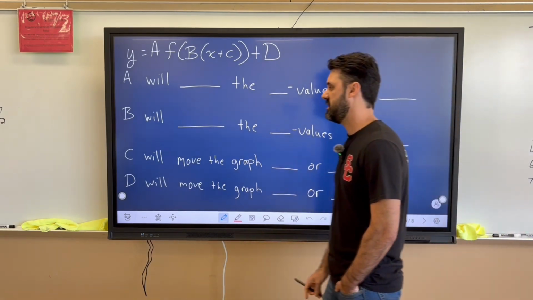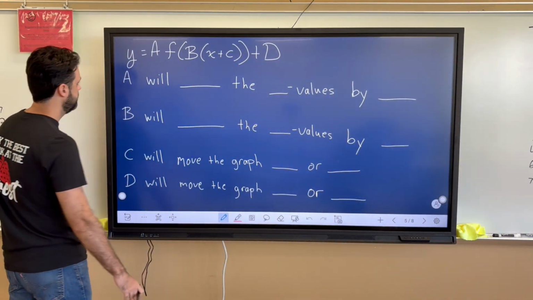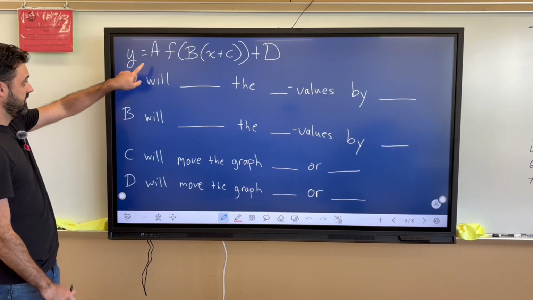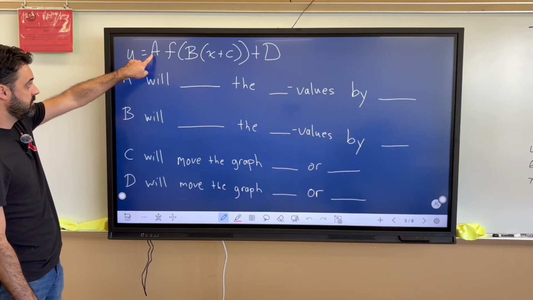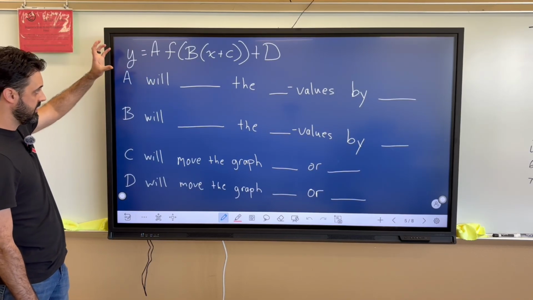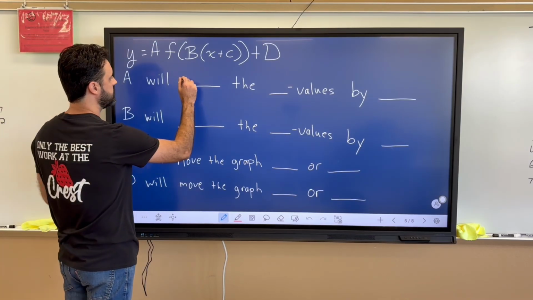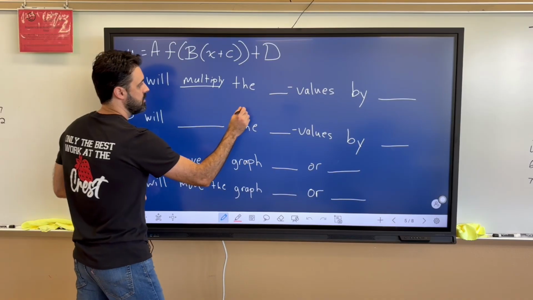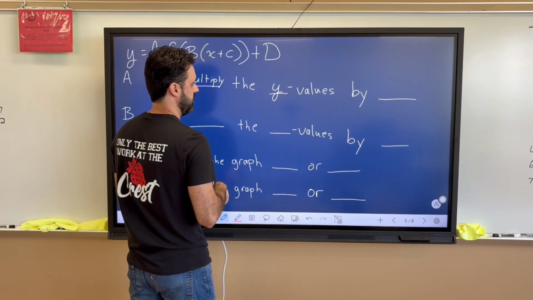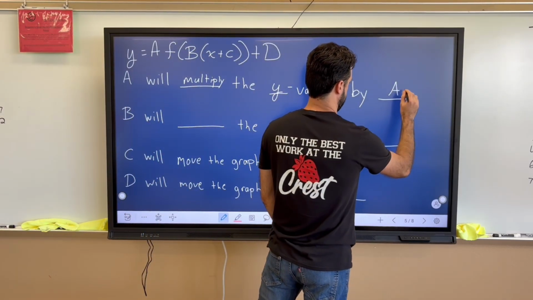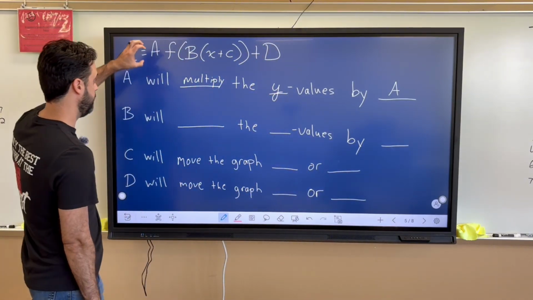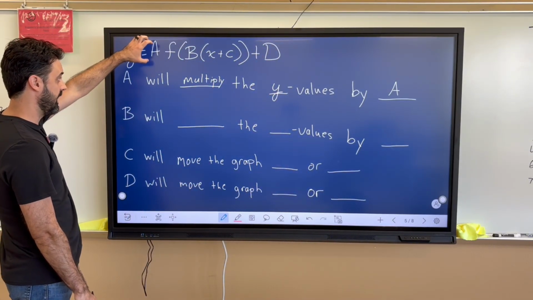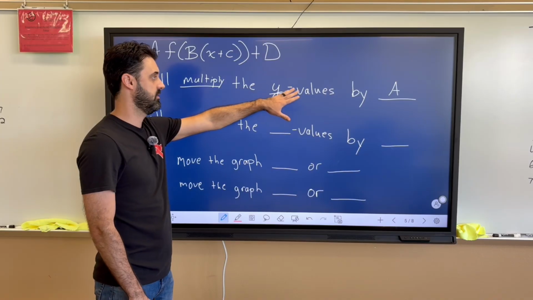So let's talk about what each of these transformations does to a graph. A is out here. Again, it's going to affect the graph vertically because it's on the outside. It will multiply the y values of the function by whatever a is. So if there's a number in front of the function, it's going to multiply just the y values by a.